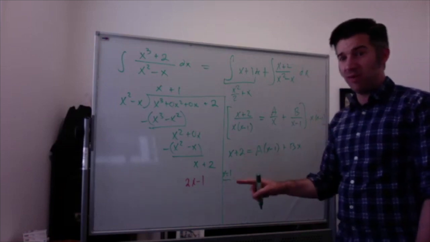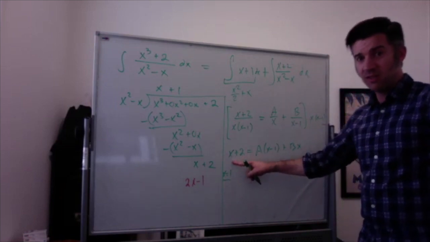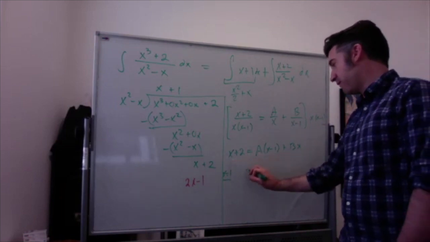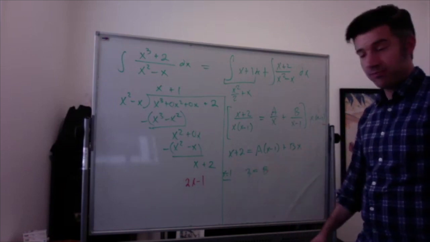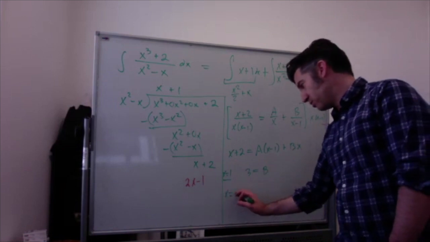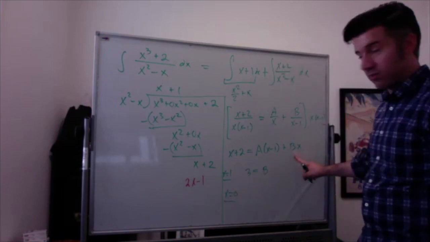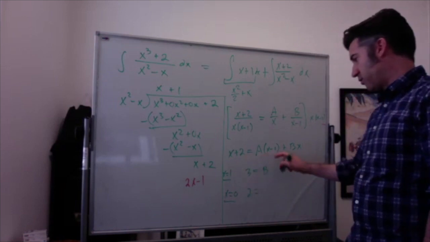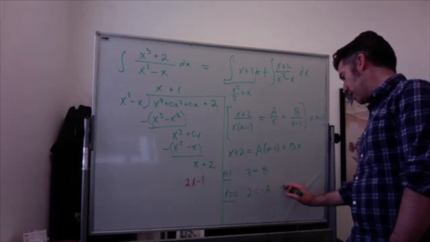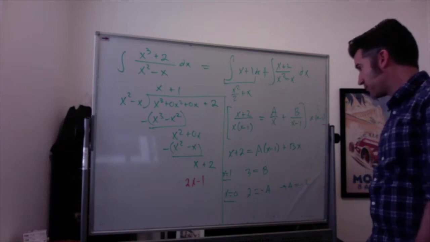Unlike the previous problem, now we have places to plug it in on the left side too. So if x is 1, I'm going to get 3 on the left. I'm going to get b times 1 on the right. So there's b. Pick x equal to 0 so that this part cancels out. I'm going to get 0 plus 2 equal to a times negative 1. So a equals negative 2.